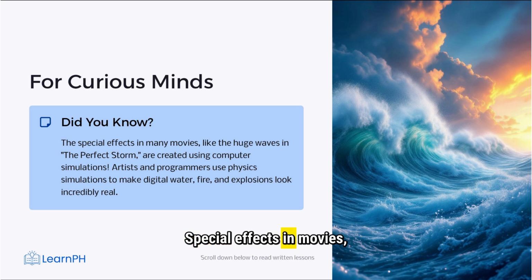Special effects in movies, such as the massive waves in The Perfect Storm, are crafted using computer simulations. Artists and programmers employ physics simulations to create realistic digital water, fire, and explosions, enhancing the visual storytelling experience.